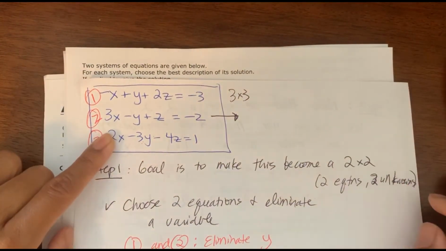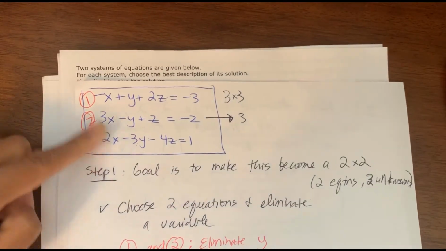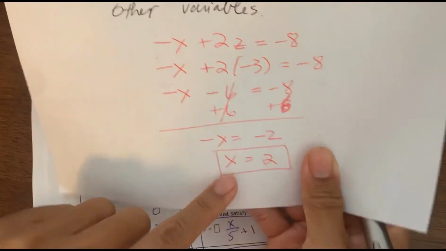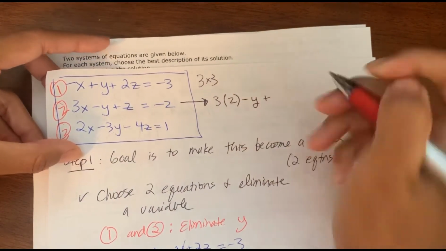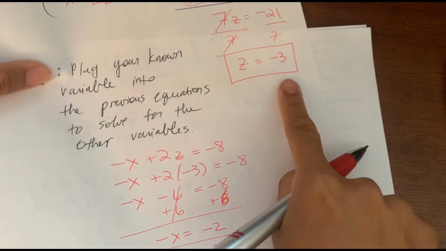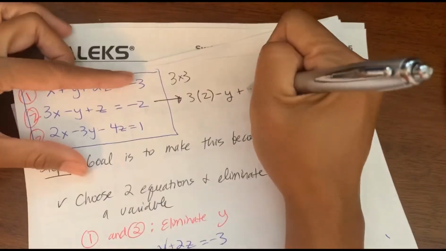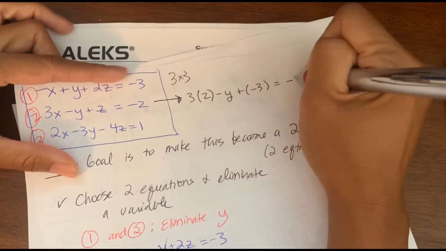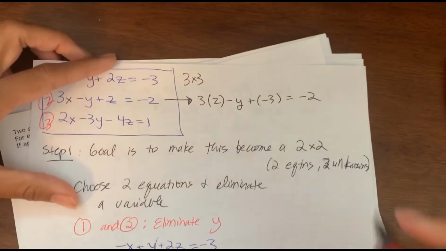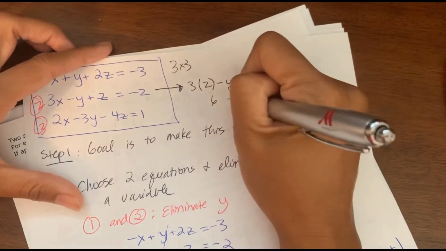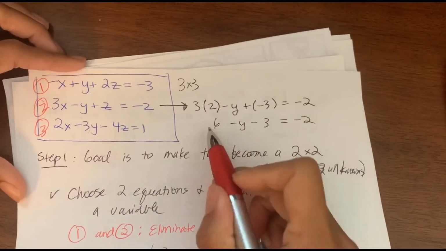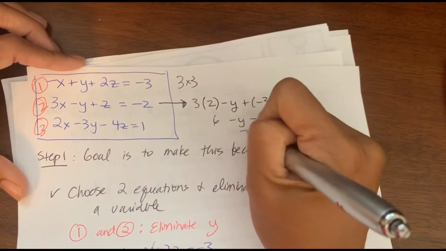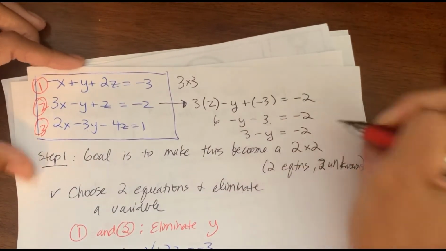So when I plug it into this one, I have 3 times x. Well, we said that x is 2, minus y plus z. And what is z? Z is -3, and that is equal to -2. And now I just want to solve for y. So I get 6 minus y minus 3 is equal to -2. 6 minus 3 is 3. So 3 minus y is equal to -2.